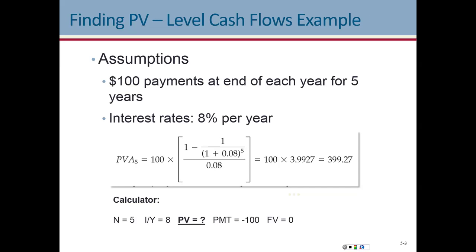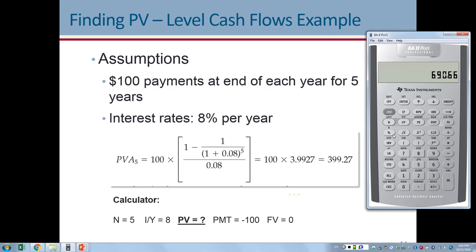This is a similar problem to what we did before. Payment of $100 at the end of each year for 5 years. Interest rate is 8%. So we know 5, we know 8, we know 100 negative, and we go to 0 for future value. And we compute present value, and there you go, 399.27. So what does this mean?